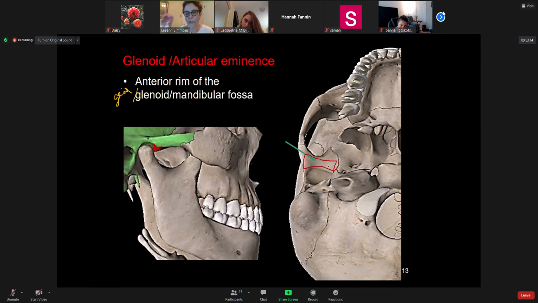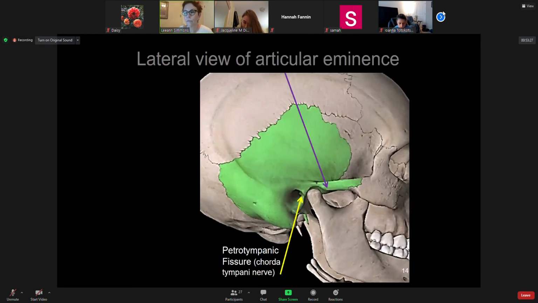It's a ridge of bone that forms the anterior portion of that fossa. And it's an important landmark of the temporomandibular joint. So here you see it, you find the condyle of the mandible, and it's this anterior eminence here. You see it this way from the lateral view, but again, remember, it's a whole ridge that forms the anterior edge of the fossa.